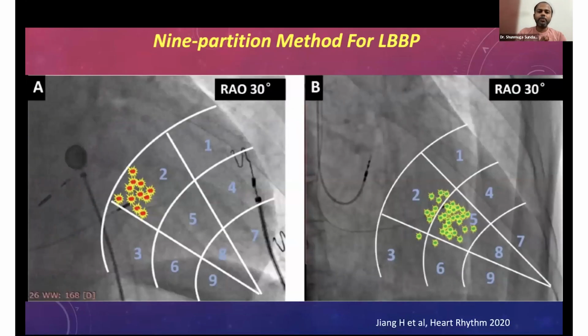Rather, a simpler way was proposed by the Chinese, where they divided the LV into 9 segments, and for in right anterior oblique view.